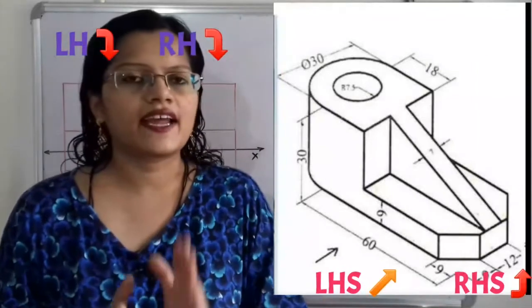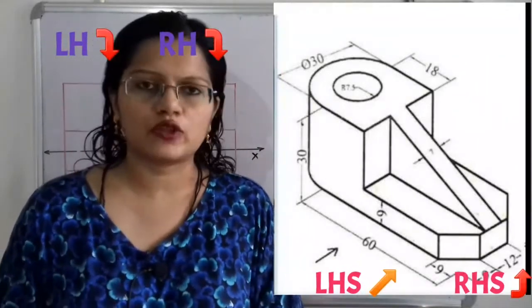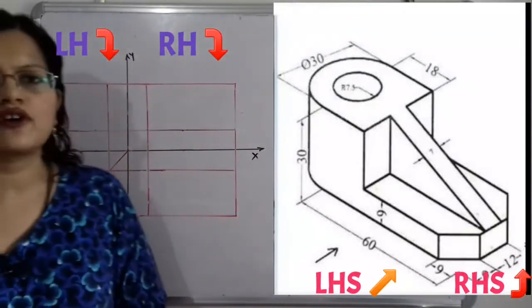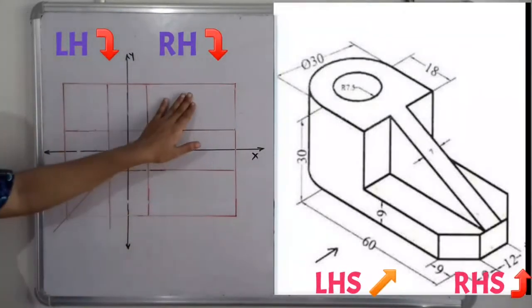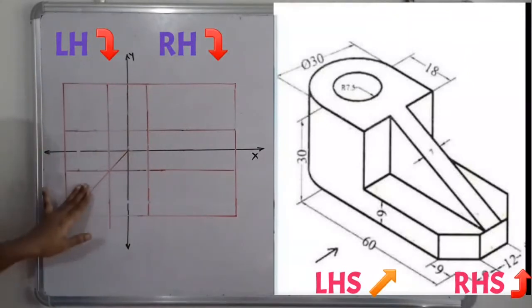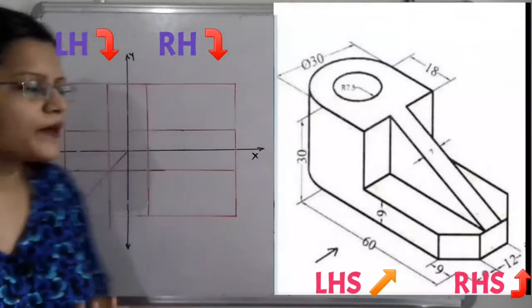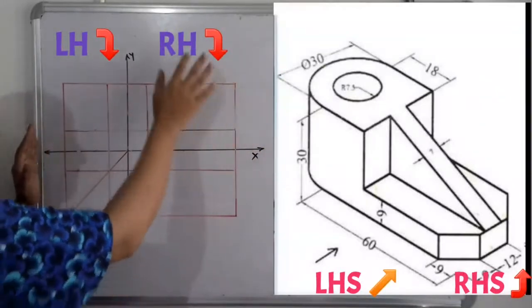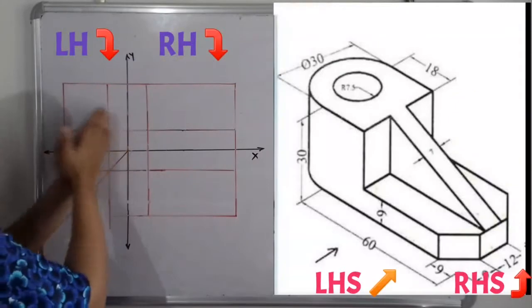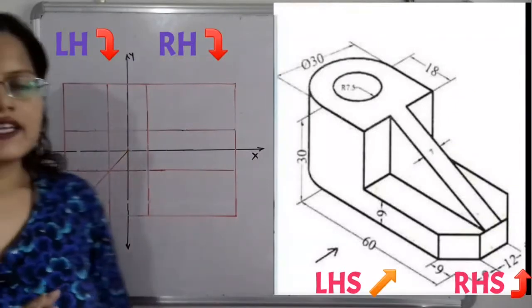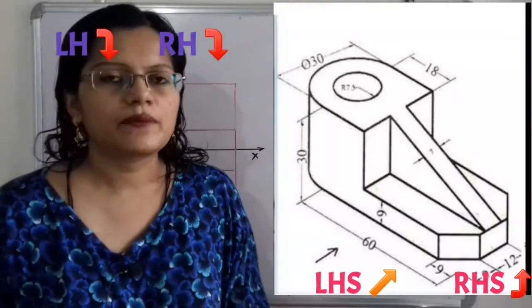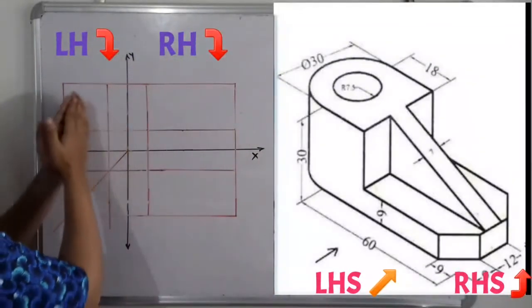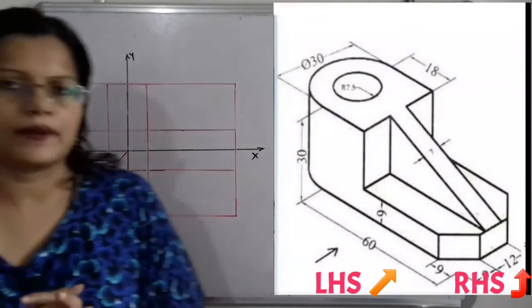Now, what are the right hand side and left hand side for this orthographic projection? If we observe, there are 4 quadrants because of the x and y axis. This is the first quadrant, second quadrant, third quadrant and fourth quadrant. Because of the y axis, there are 2 parts: this half portion is considered the right hand side and this half portion is considered the left hand side. Remember that the first and fourth quadrants are on the right hand side and the second and third quadrants are on the left hand side.